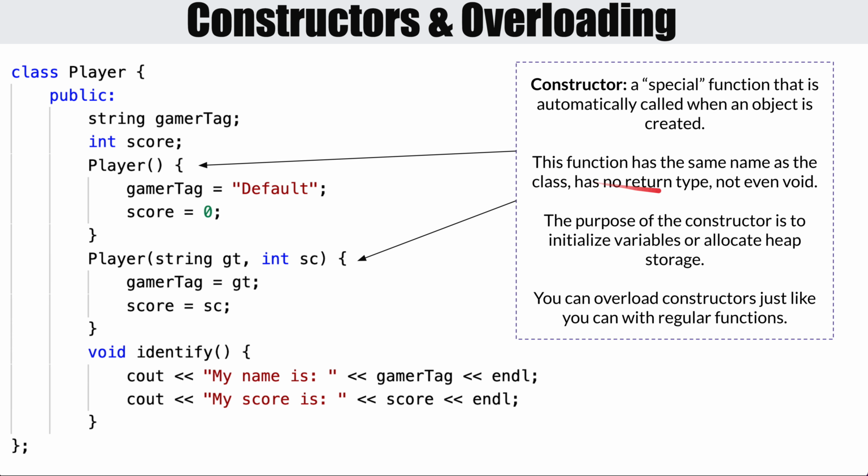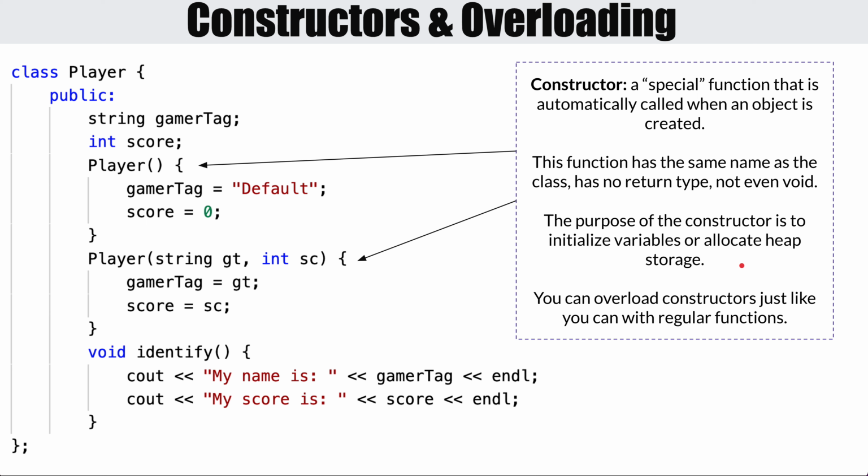Okay. Now, this function has the same name as the class. So if you look here, we have our 2 variables, and then you can see we have this function called player that's capitalized, because in order for the compiler to find this special function, it needs to have the same name as the class. So the class is called player. So the constructor function is called player with parentheses. No return type, not even void. You don't put anything, just the name in parentheses. Okay. Now, the purpose of the constructor is to initialize variables or allocate heap storage.